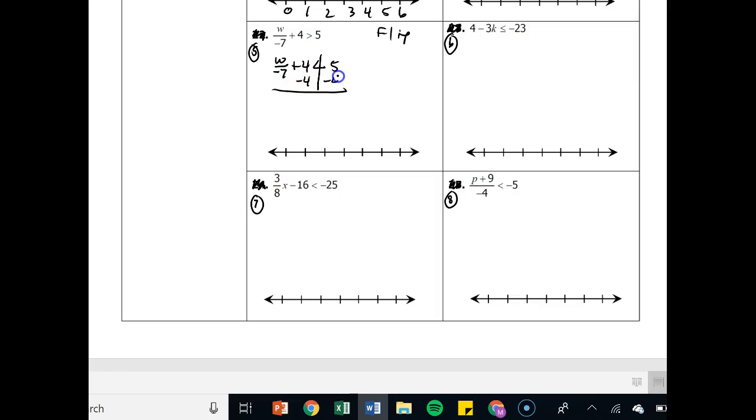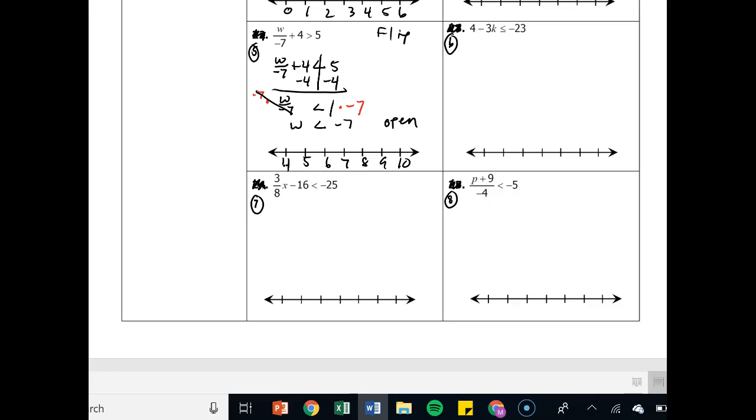Now we do our scales of justice. We subtract 4 from both sides. So w over negative 7 is less than 1. And then we're going to go ahead and multiply by negative 7 on both sides, because I see division, therefore I multiply, right? So w is less than negative 7. So that's going to be an open circle. And notice you can't start from 0, so maybe put 7 in the center here, and then just put 8, 9, 10 over, and then 6, 5, 4 right there, right?